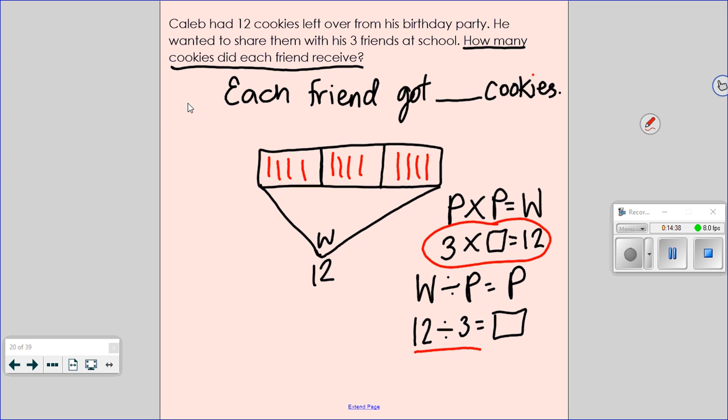Okay, cool. What is 12 divided by 3? How many in each group? That's what that box means. Miranda? 4. If you chose to do some multiplication, 3 times what is going to give us 12? Huh. That's really interesting. Those are like the same numbers, but backwards. They are.